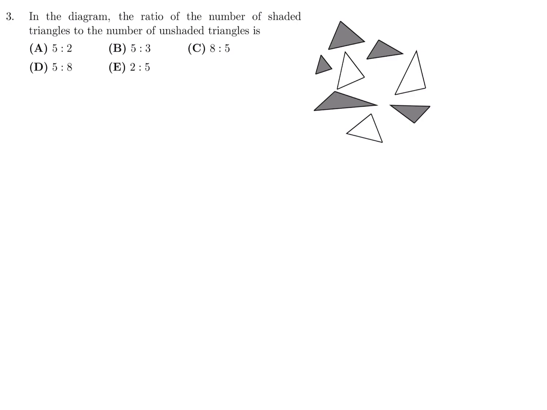In the diagram, the ratio of the number of shaded triangles to the number of unshaded triangles is: shaded triangles 1, 2, 3, 4, 5. Unshaded 1, 2, 3. So the ratio is 5 to 3. And that would be B for number 3.